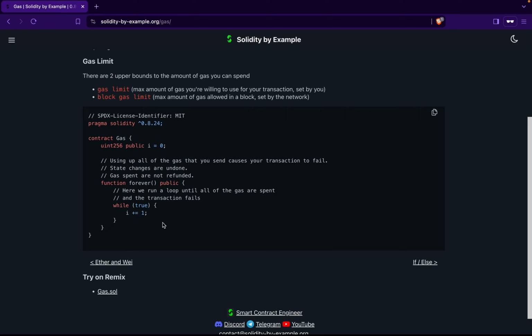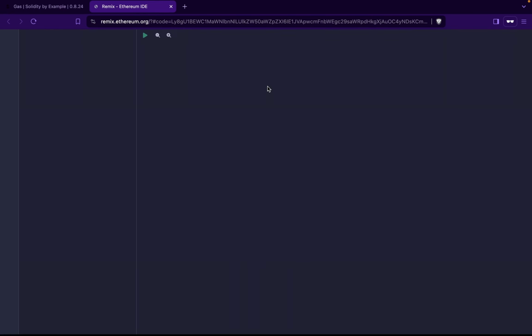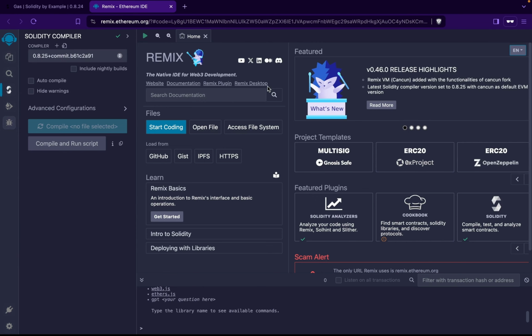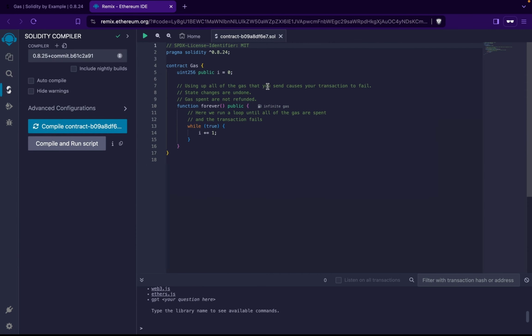So let's check this out on Remix IDE. So we have a contract ready here. We have one int variable declared and initialized to 0, and then we have a function forever which has an infinite loop where we keep on increasing the value of i by 1. So let's compile this contract and run it.